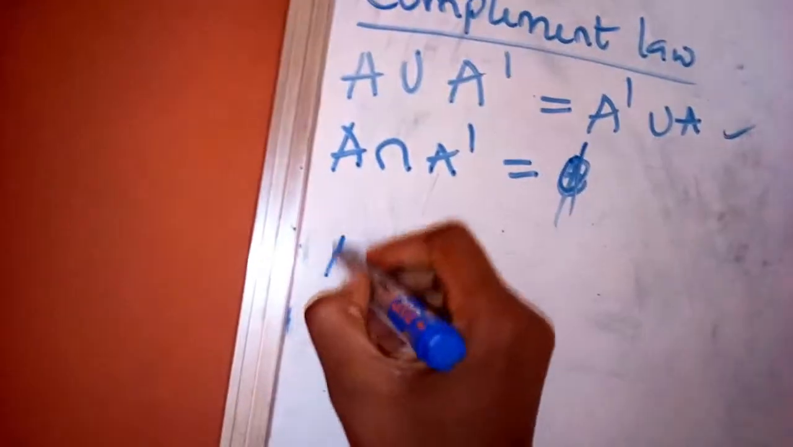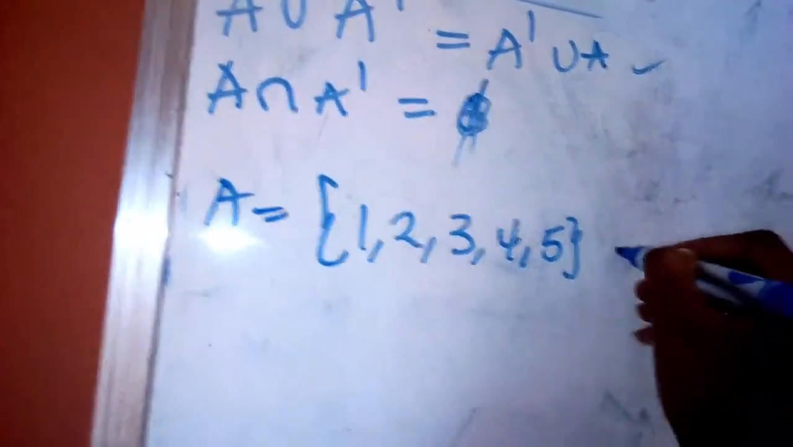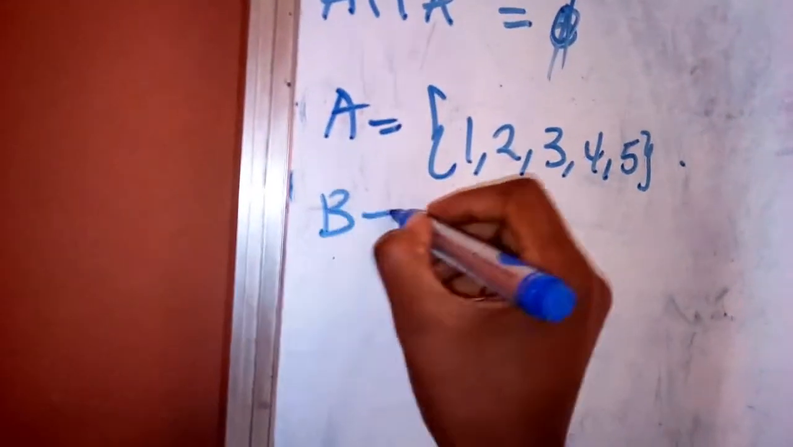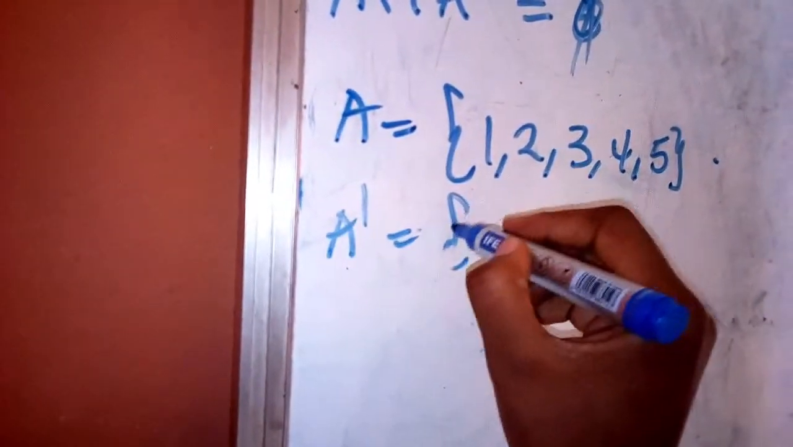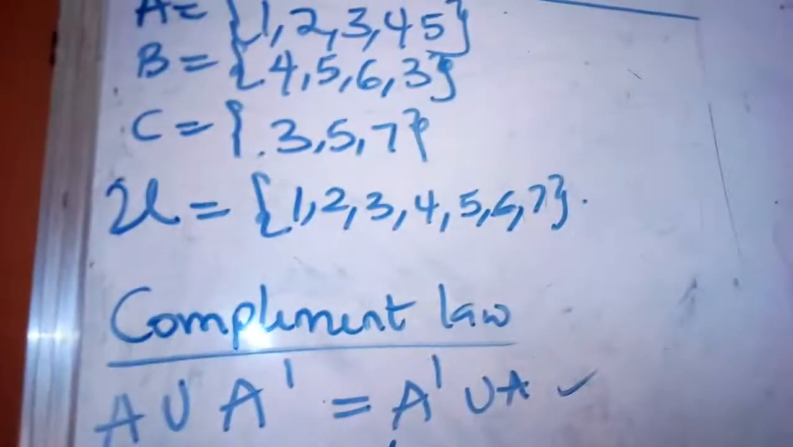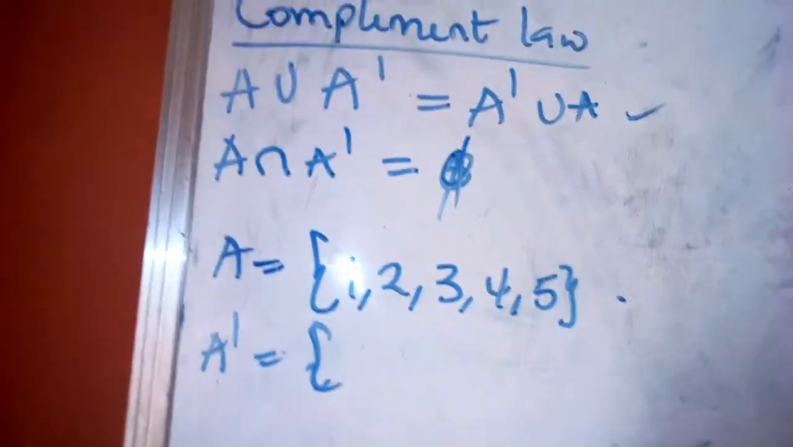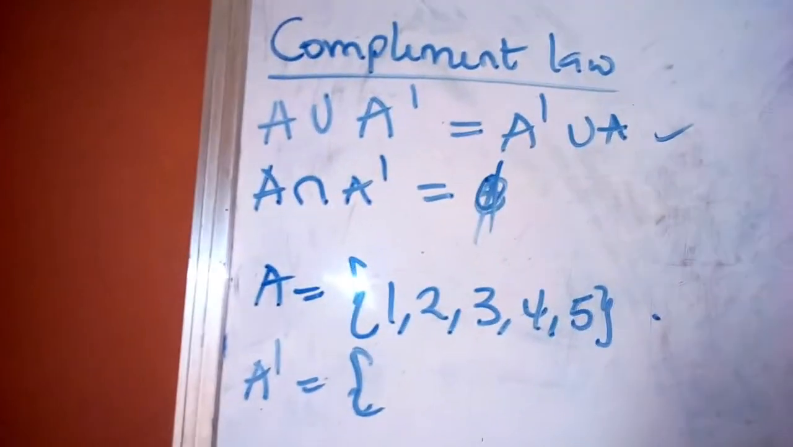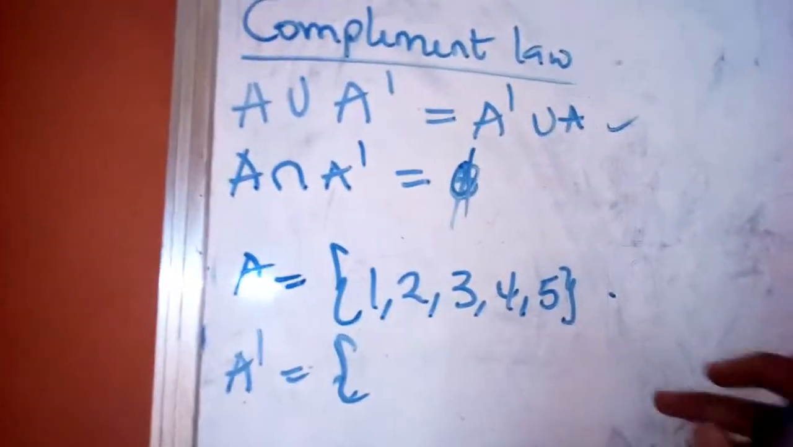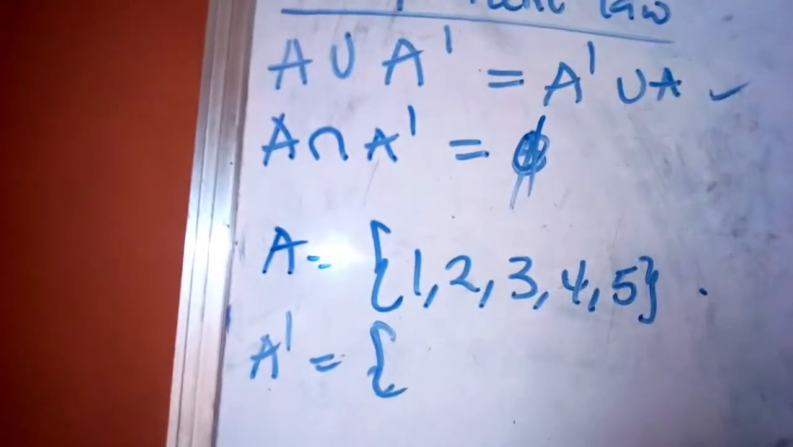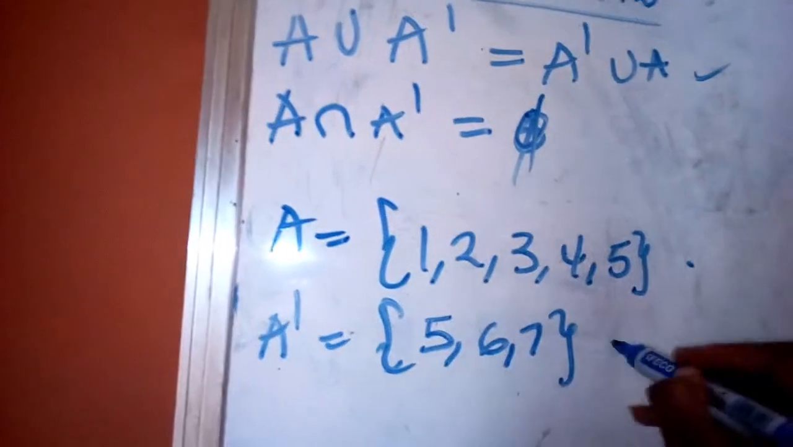So I said our A equals 1, 2, 3, 4, 5. Sorry, I just formed the question from my head. And our A prime. So let's look at our universal set. A complement, I already told us about complements: all the elements that are in the universal set that are not here. So let us look which elements are in the universal set that are not in A. So let us list it out. We have just 5, 6, and 7.